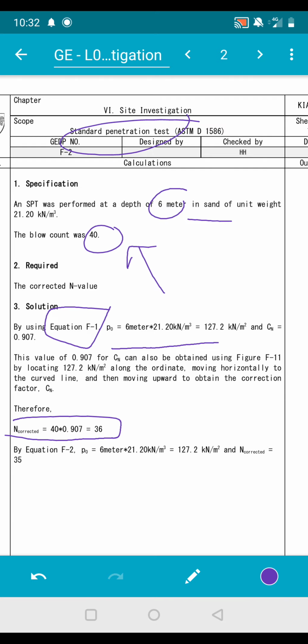However, if you use the next approach, which is equation F2, your effective overburden pressure is as follows, and the N corrected is 35.